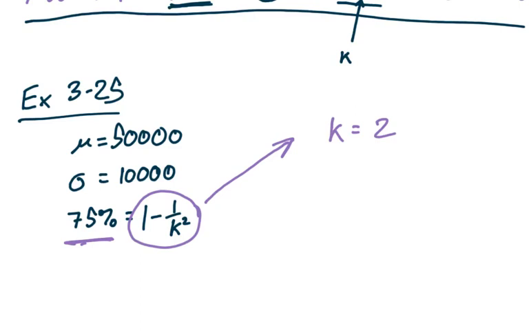So here, we're going to be looking for the whole range of values that goes from 50,000 plus 2 copies of the standard deviation, all the way to 50,000 minus 2 copies of the standard deviation.